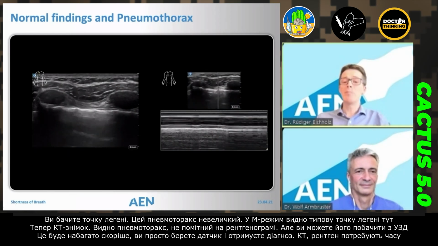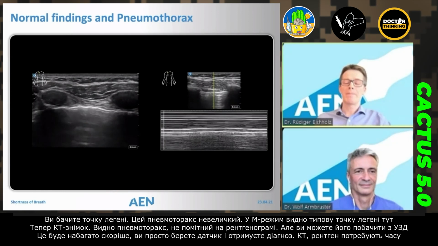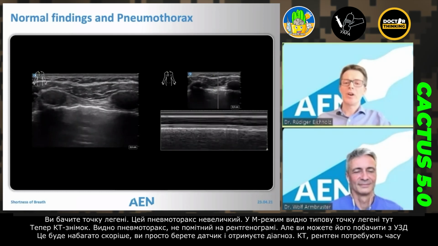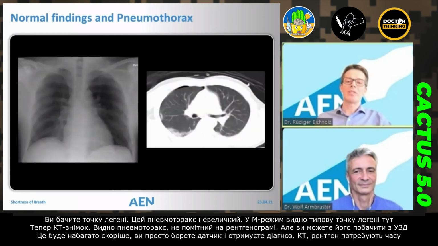And if you look at this in M mode, you see the typical lung point here. Like here, it's just a different position. And if you look at the chest CT scan then, you see that there is a minor pneumothorax here, which was not seen on the X-ray. But you see it with ultrasound.